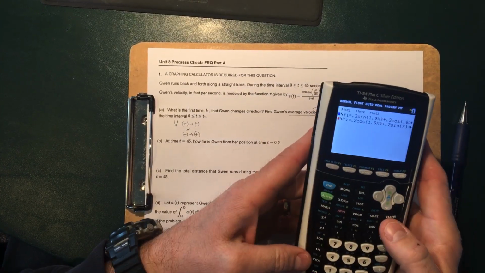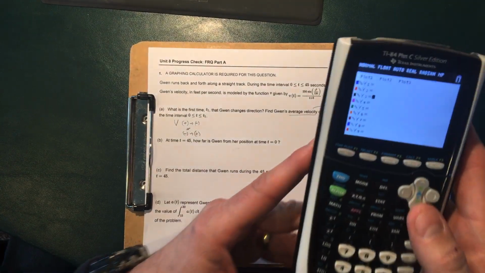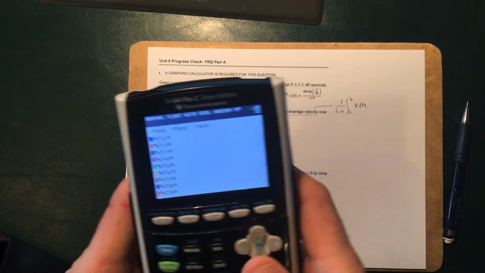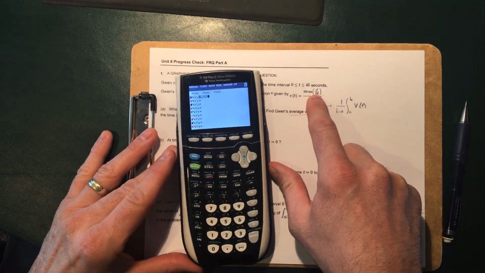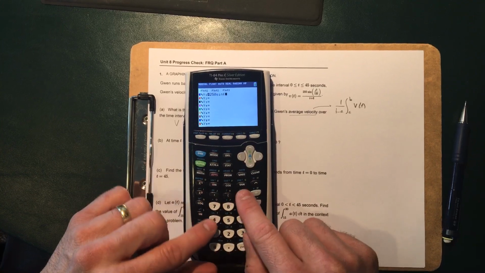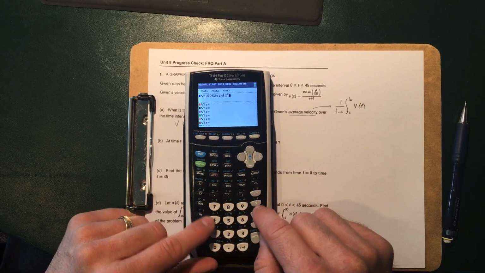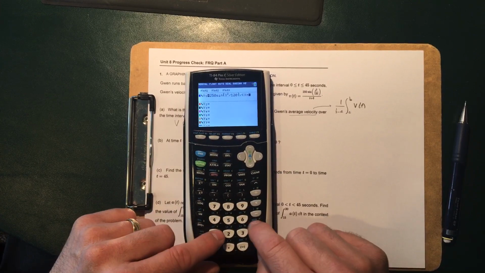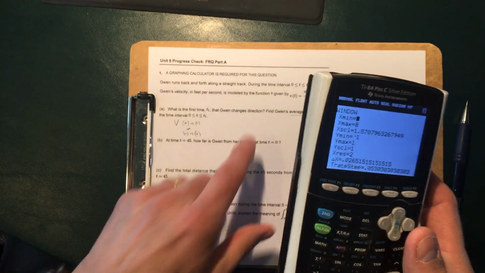All right, so we're going to go to y1 and put in, I hope you can see that okay, 250 times the sine of quantity t squared, of course using x, over 120, and then divide that whole thing by the quantity of t, or x plus 6. Close it. Looks like we're going 0 to 45, so let me just do my window.